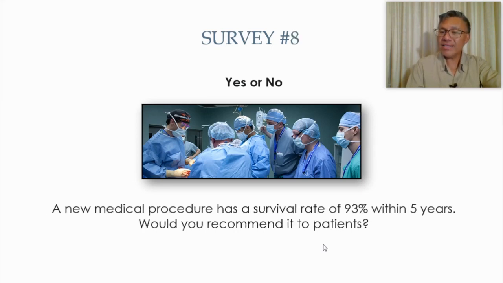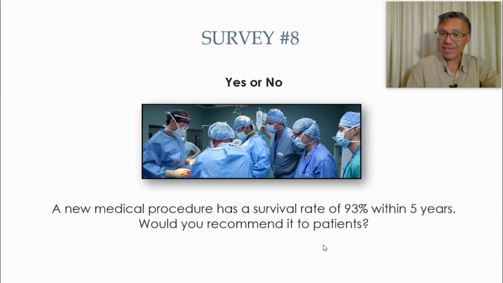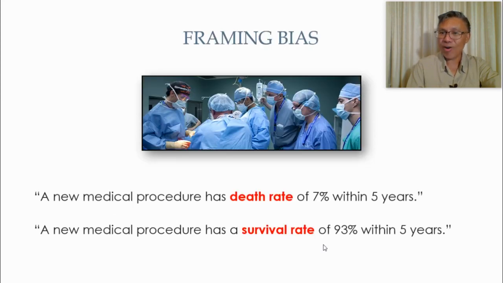Look at survey number 8. Yes or no? A new medical procedure has a survival rate of 93% within 5 years. Would you recommend it to patients? More people would say yes for survey number 8 versus survey number 1. But why would more people say yes, considering that the statistics are the same? Death rate of 7% means the same thing as survival rate of 93%. So why would more people say yes for the latter and not as many people would say yes for the first option? It's because of how the question is framed.